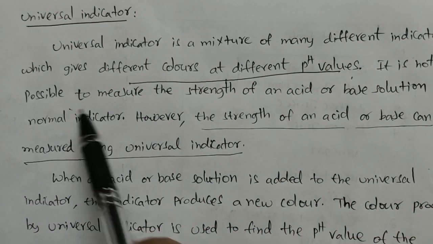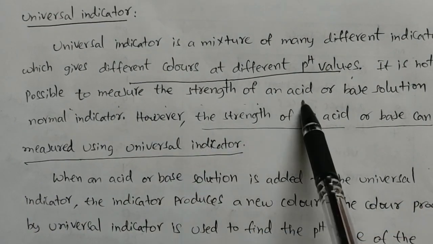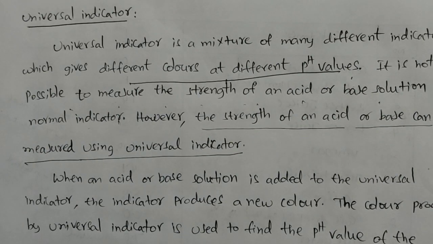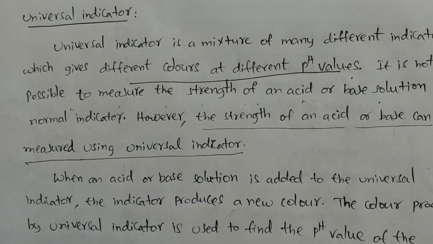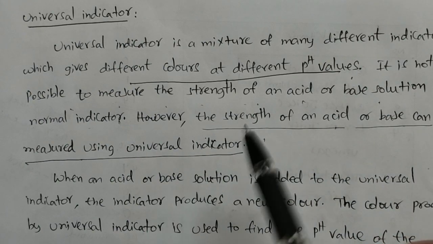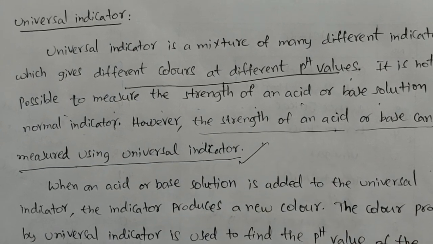It is not possible to measure the strength of an acid or basic solution using a normal indicator. As we discussed, a normal indicator has very limited applicability. It is just used like litmus, to check whether a solution is acidic or basic, only for screening. However, the strength of an acid or base can be measured by using a universal indicator.